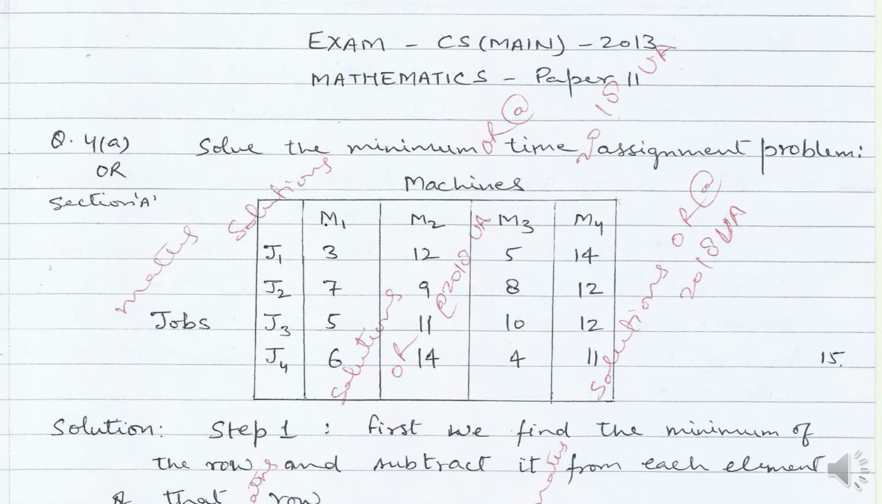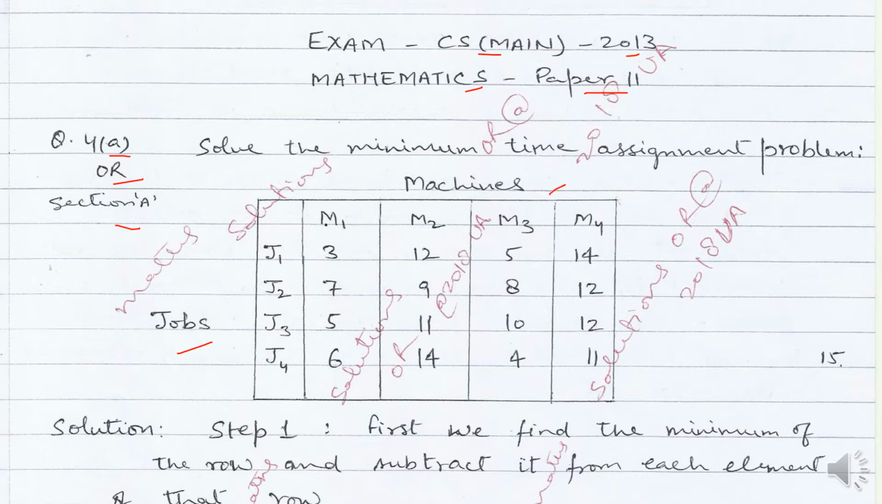Hello viewers, in this video I would like to discuss CSE Main Exam 2013 Paper 2 Mathematics question number 4A of Operations Research. This question is from section A and it says solve the minimum time assignment problem.